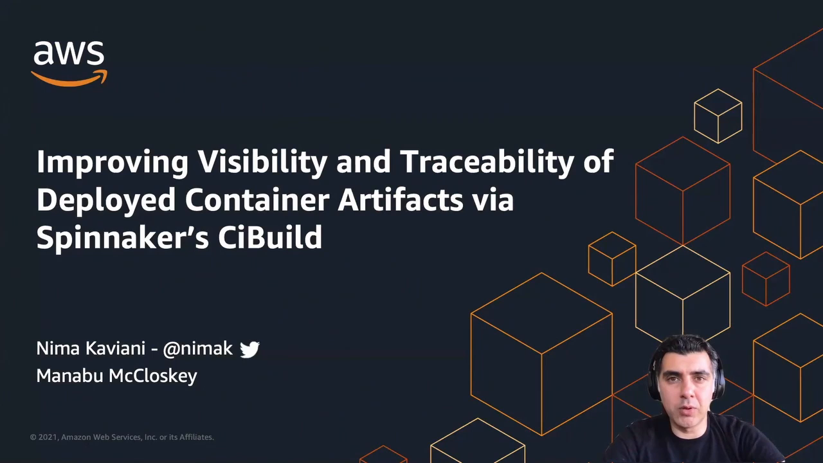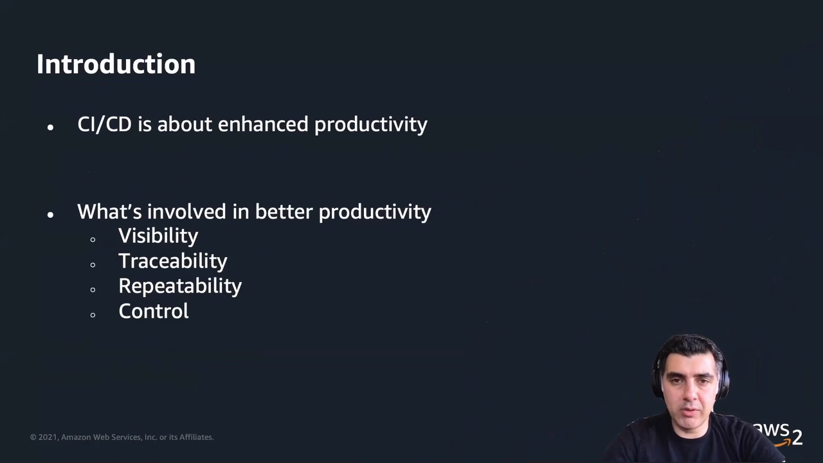I'm here with my colleague, Manabu McCloskey, and we're going to talk about improving visibility and traceability of deployed container artifacts via Spinnaker's CiBuild. All right, so to start, CI/CD is about enhanced productivity, right? And what DevOps engineers want from their CI/CD system is a system that actually allows them to have control over the rollout of their software system.